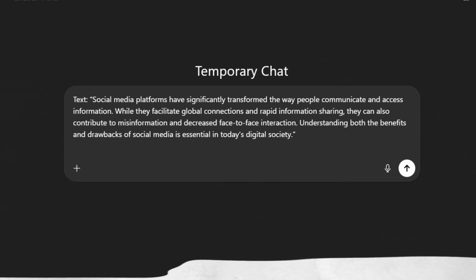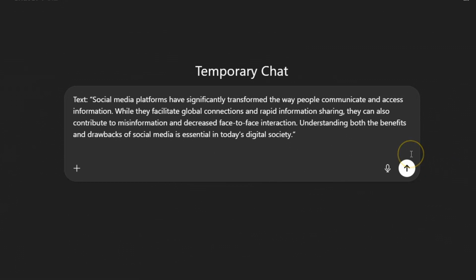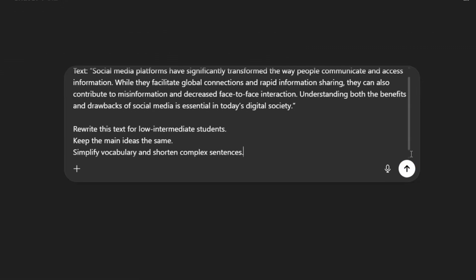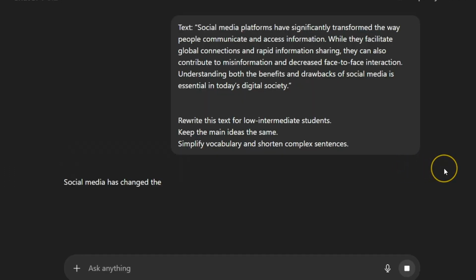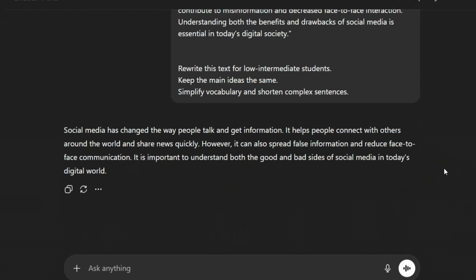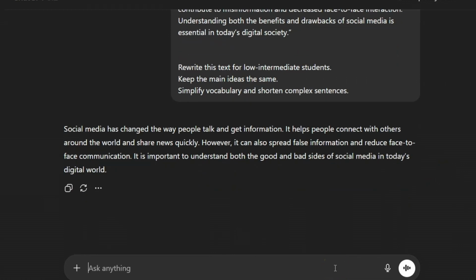Instead of rewriting it ourselves, let's use AI to adapt it while keeping the main ideas intact. Here's the prompt I'm going to use. Rewrite this text for low-intermediate students. Keep the main ideas the same. Simplify vocabulary and shorten complex sentences. Let's run it. Now, as we skim the revised version, you'll notice it looks shorter.